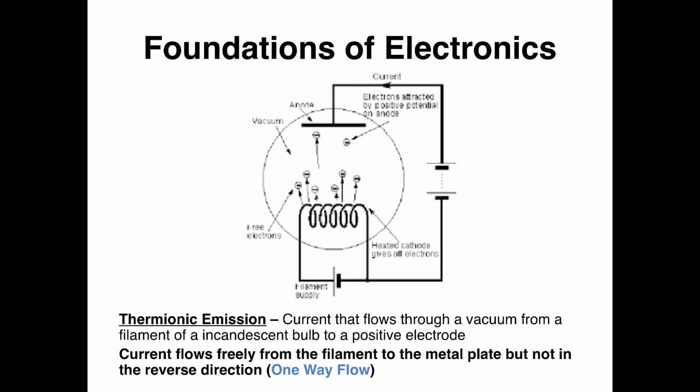The current flows freely from the filament, which is here, to the plate, which is here, but not in the reverse direction, and that's extremely important. The current flows from this direction to here and never in the other direction. And this one-way flow is extremely important in terms of controlling the flow of electricity.